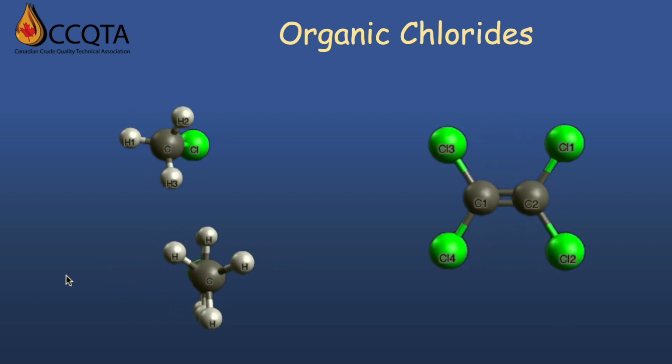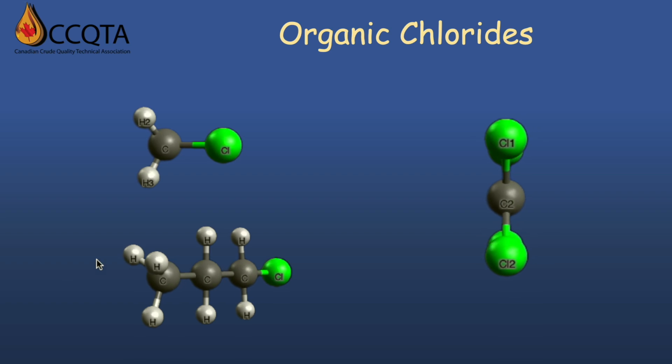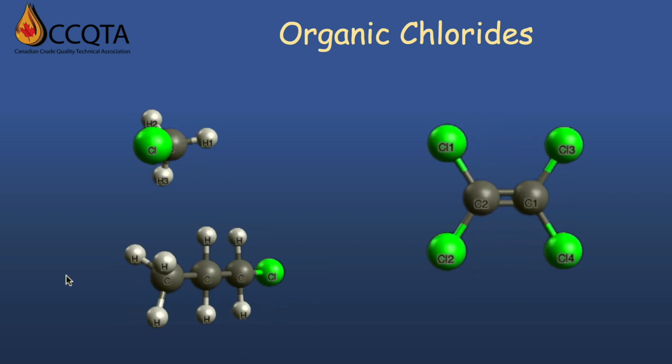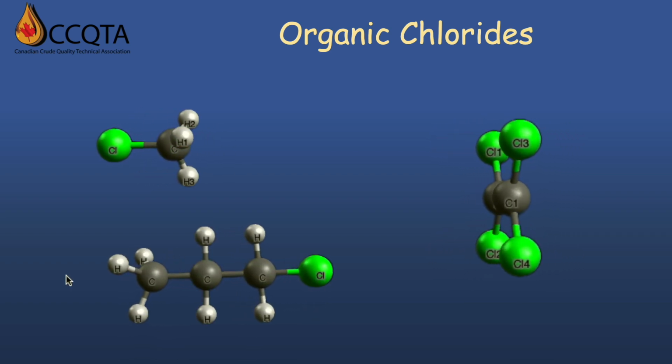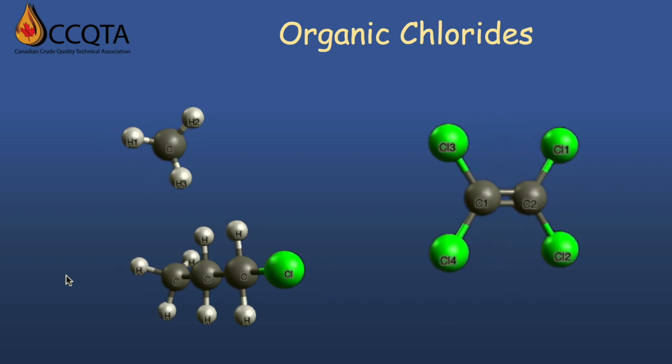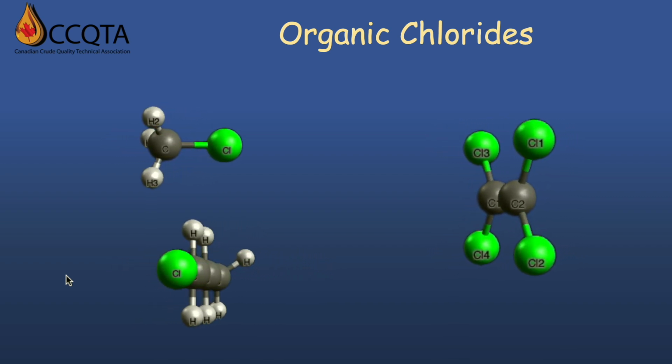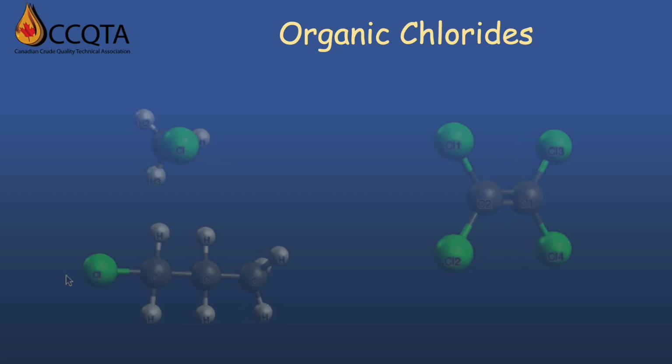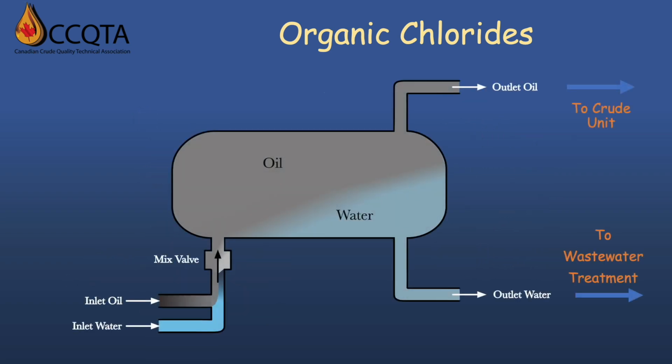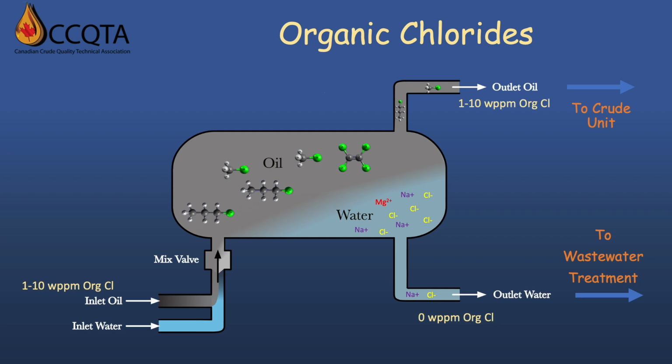The example on the right is the more complex structure of tetrachloroethylene, which is used as brake cleaner and/or dry cleaning fluid. In the case of brake cleaner, it may enter the crude system in the same manner as methylene chloride if used for degreasing. Unlike inorganic chlorides, organic chlorides are not water-soluble, so refiners are unable to remove them from the crude during the desalting process. The organic chlorides are carried with the crude through the desalter and into the process. Organic chlorides, when present in the crude, are typically in the 1 to 10 ppm range.